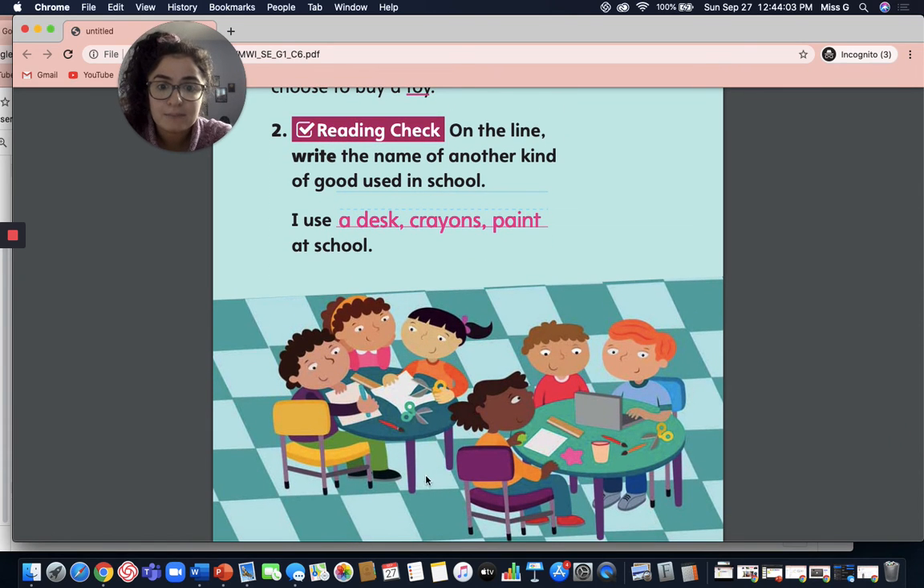Let's take a look at this picture. What are some goods that you see in this picture? Some goods that I see are tables, chairs, a computer, some paintbrushes or pencils, some scissors and some paper. Those are some goods that I can see.